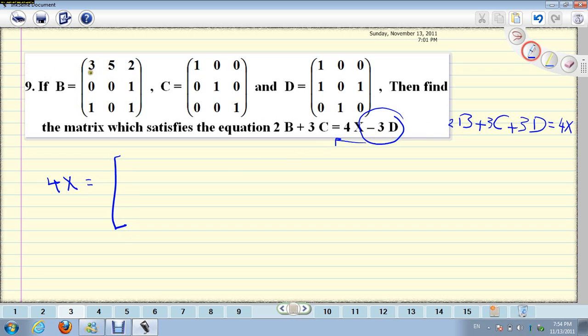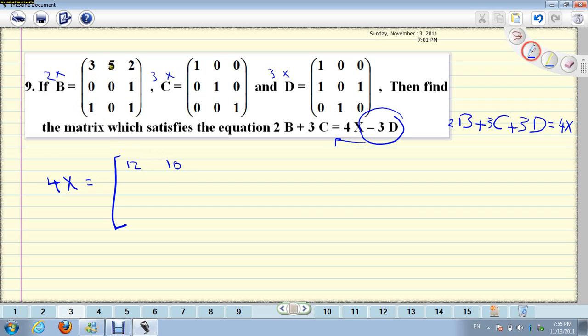2B means 2 times B. I'm gonna multiply this by 2 and multiply this by 3, and multiply D also by 3. Okay, so 2 times 3, it's 6. 6 plus 3 times 1, it's 3. 6 plus 3, it's 9. Plus another 3, because 3 times 1 is 3. So the answer is 12. Okay, 2 times 5, it's 10. Plus 3 times 0, it's 0. 3 times 0, another 0. So here is 10.